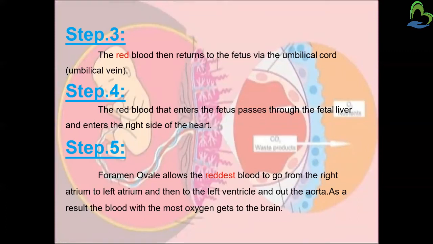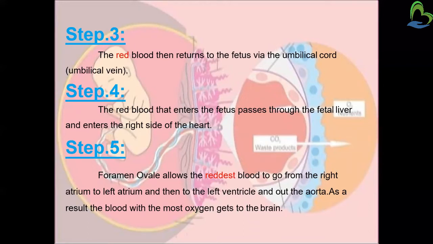Step 5, the foramen ovale allows the reddest blood to go from the right atrium to the left atrium and then to the left ventricle and out of the aorta. As a result, blood with the most oxygen gets into the brain. This is the main mechanism for brain function. The fetus gets the maximum, purest oxygen from the maternal placenta.